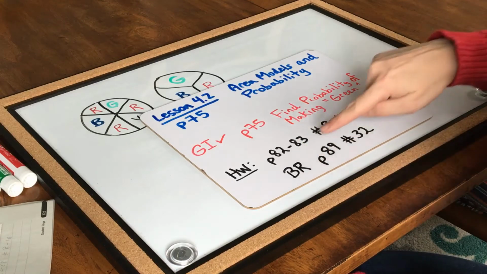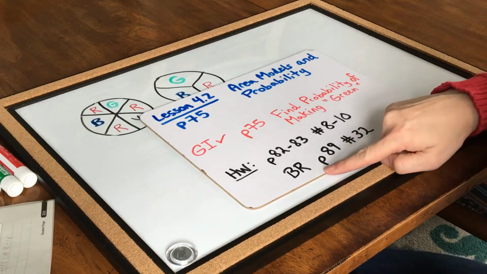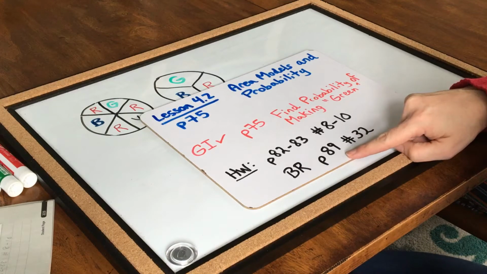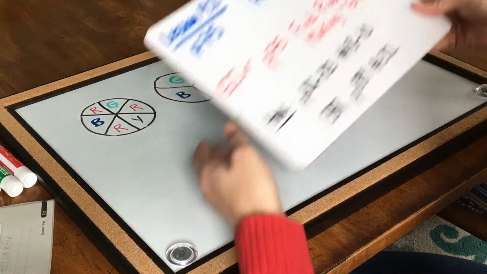Your homework today is page 82 to 83, numbers 8 through 10, and your bell ringer in 3 sentences, which we'll do in class, is page 89, number 32. All right, let's get started.